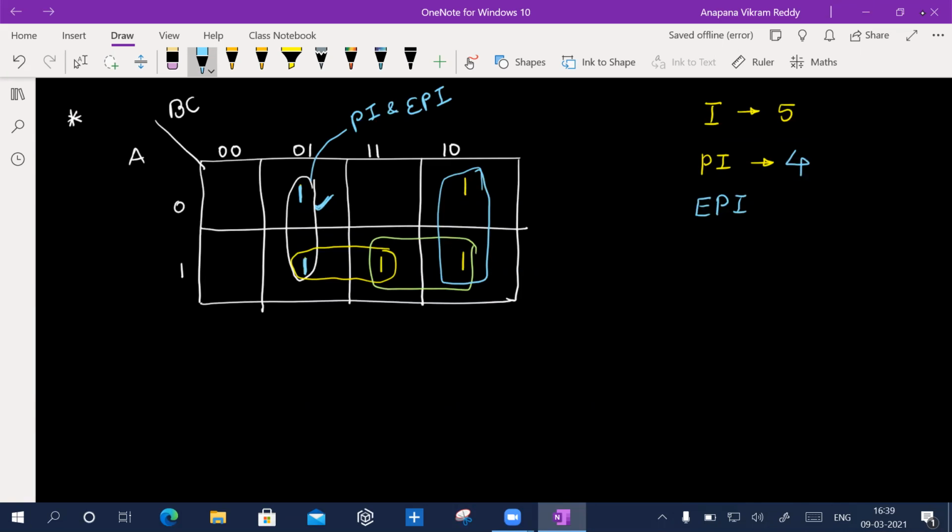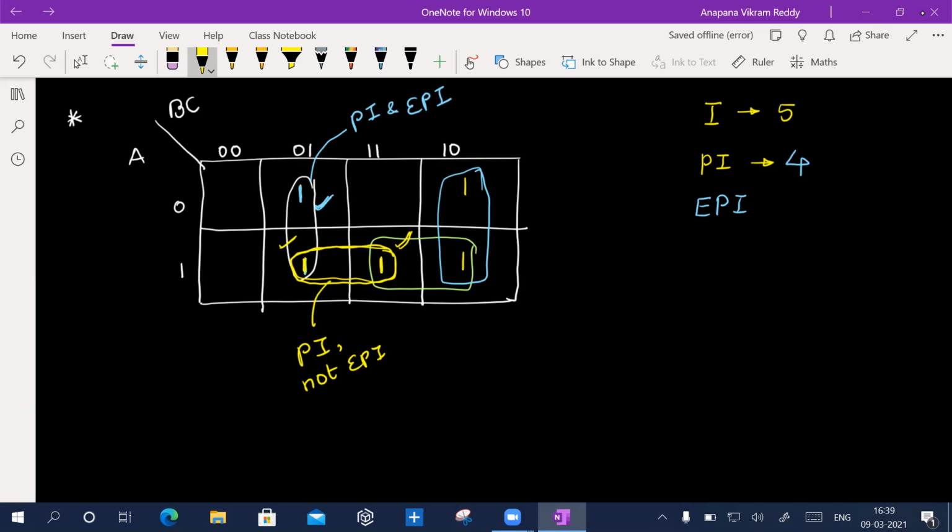All right. Now I'll take this yellow one. Now tell me, what happens to the yellow one here? Sir, it's a PI, but not an EPI. Yeah, this is PI, but not EPI. Why? This fellow is covered, this fellow is also covered. This one is covered with this PI, and this one is covered with this PI. Yes or not? Yes, therefore, sir, he is just PI, not EPI.